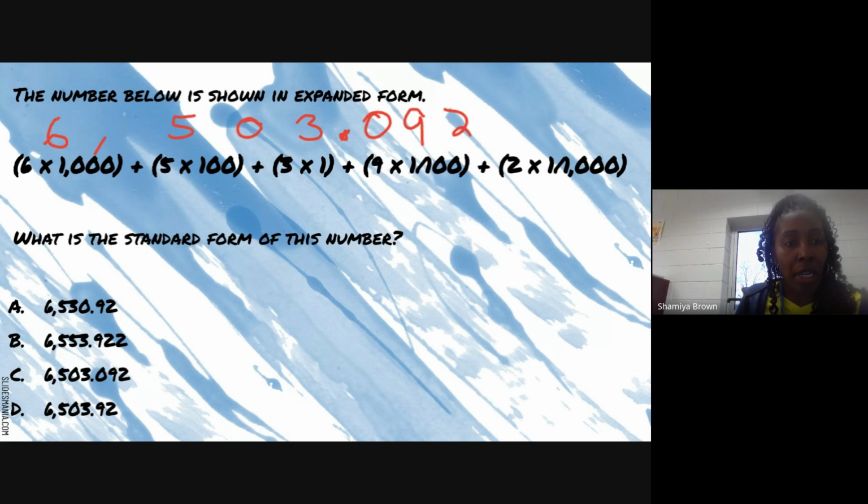6,503. So it's not this one because this one has a 3 in the tens place, and up here I don't have anything in the tens place. So don't let that trick you. You have to look at the numbers. Look at the numbers closely. And so if I look at them closely, I see that this one is the correct one. It has a 6,503 decimal 0, 9, and 2. So my answer should be C. All right. Next one.